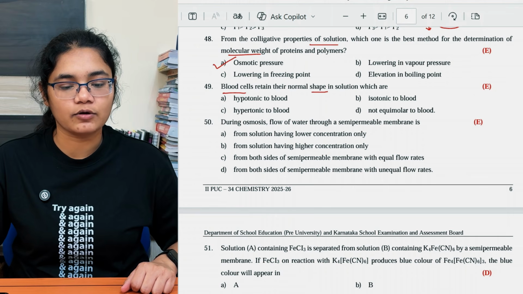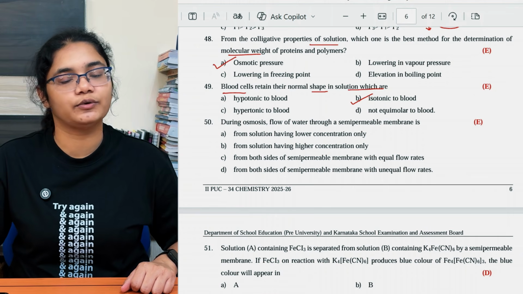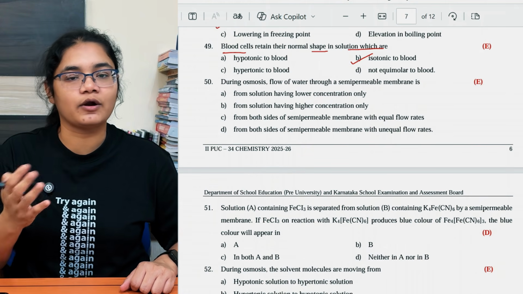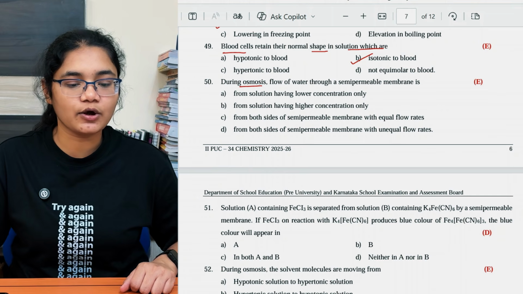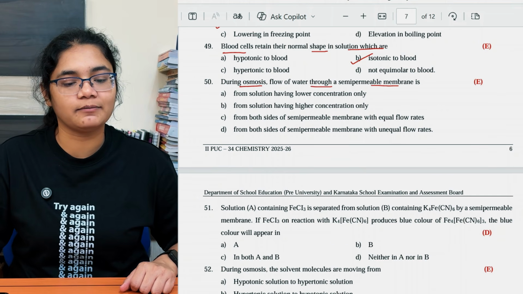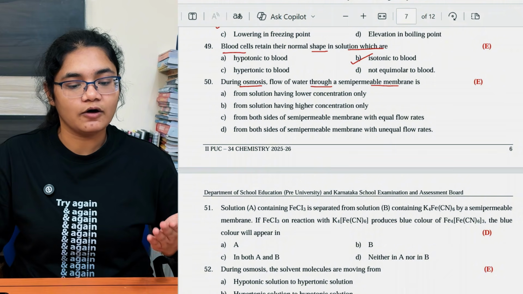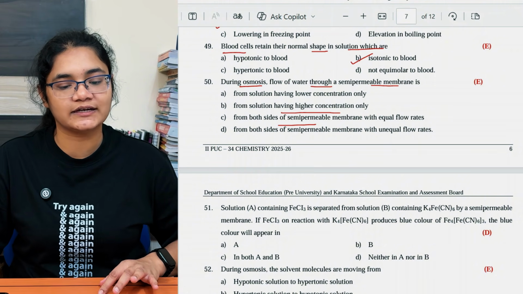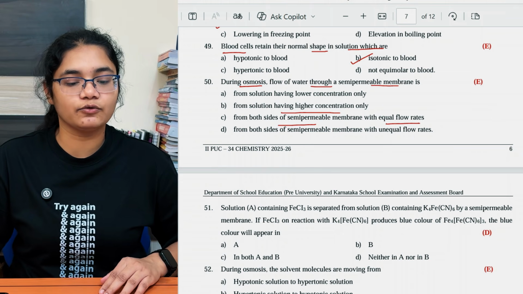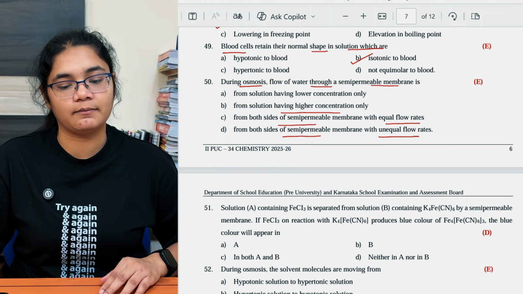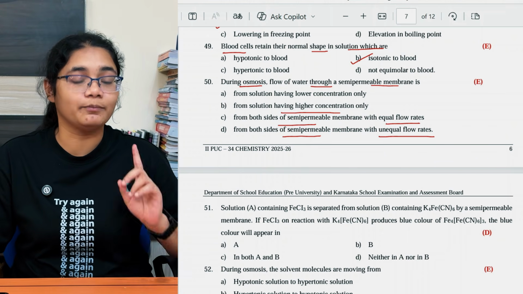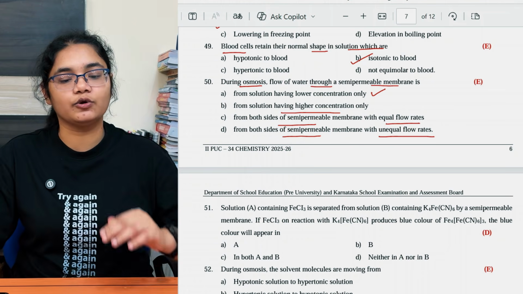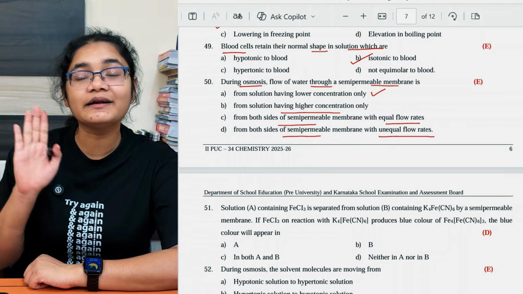Blood cells retain their normal shape in solutions which are isotonic to blood. Okay, if it is isotonic, then both the pressures are the same, so there will not be any osmosis there. During osmosis, the flow of water through a semi-permeable membrane is from solution having lower concentration only, from solution having higher concentration only, from both the sides of the membrane with equal flow rates, or from both the sides of the semi-permeable membrane with unequal flow rates. Now here many of you may get confused and might mark the answer that is from solution having lower concentration only, okay, but this is not the case.